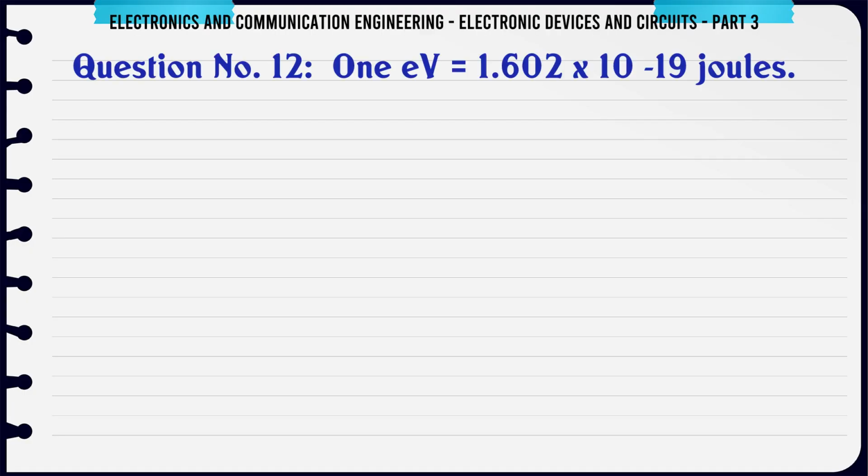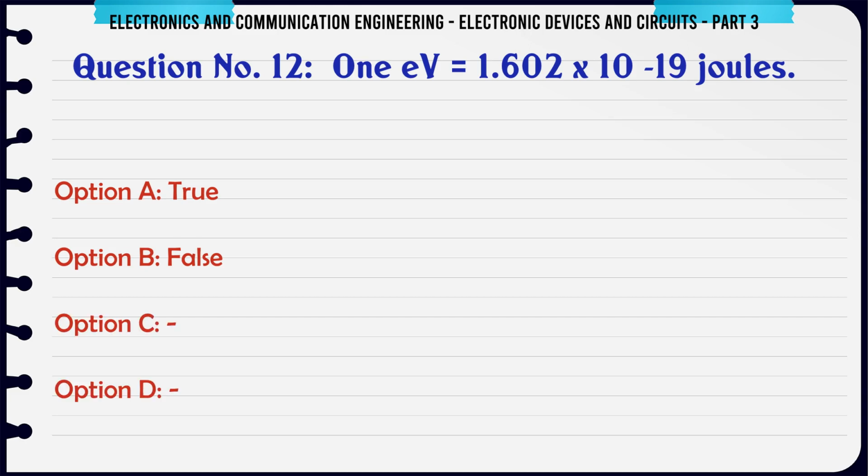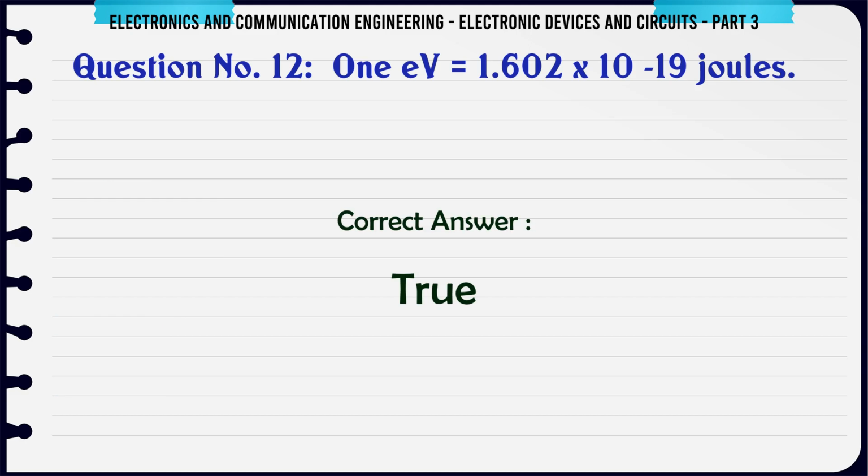1 eV = 1.602 × 10⁻¹⁹ joules. A. True, B. False. The correct answer is true.